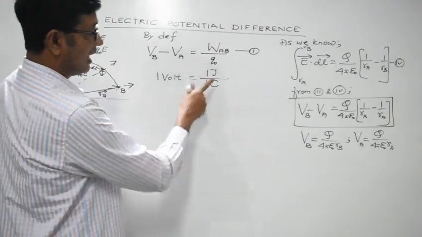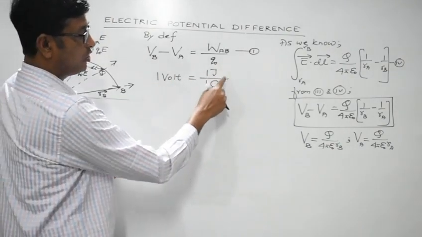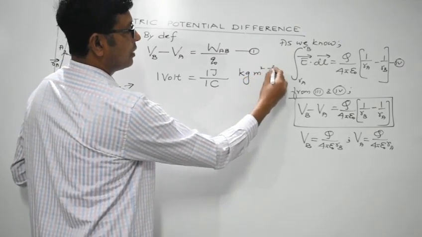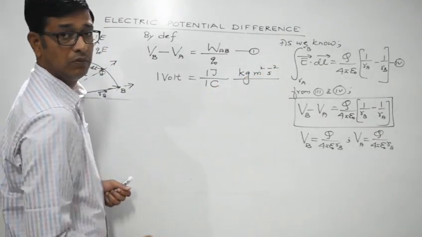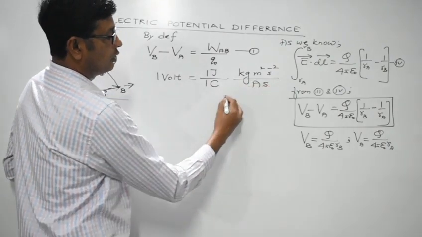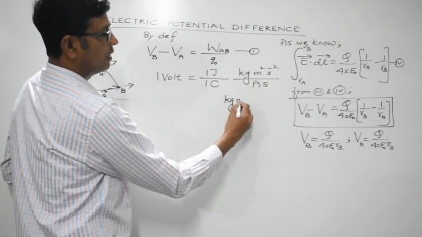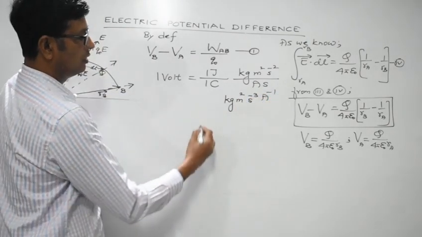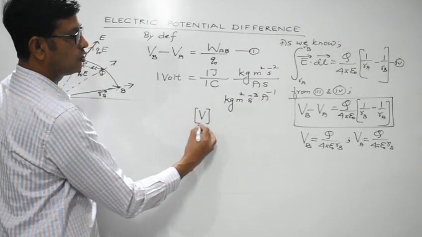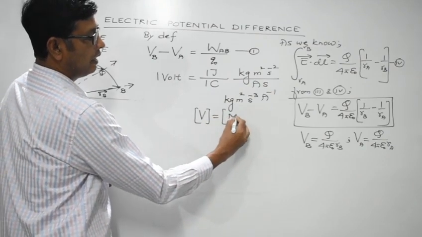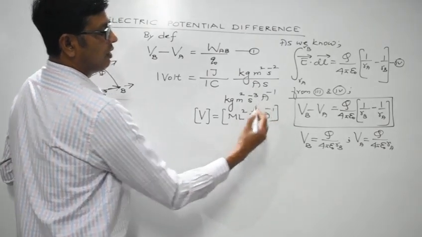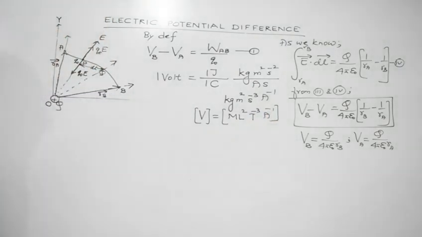Now regarding its dimensional formula, joule in terms of basic units can be written as kg meter square per second square, while coulomb is ampere second. So in fundamental units it would be kg meter square s to the power minus 3 A to the power minus 1. Therefore dimensional formula for potential or potential difference would be M L2 T minus 3 A minus 1. This is the dimensional formula for the potential difference.